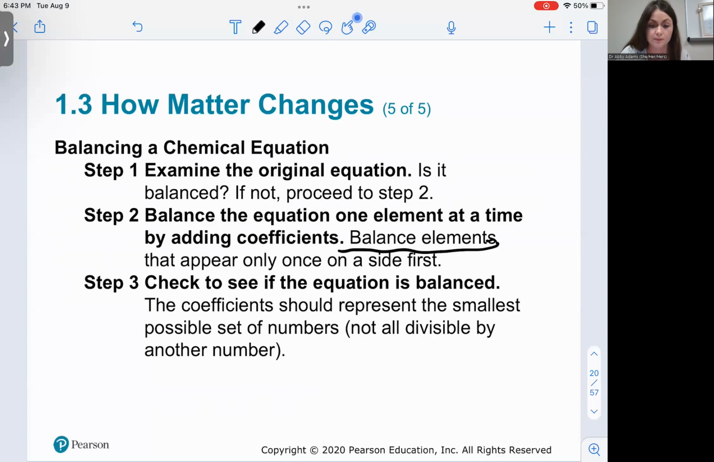And step 3, check to see if it's balanced. So is it balanced in the first place? Most of the time with these problems, it's not going to be balanced. Then balance the equation, okay? So balance it, and that's like a terrible little illustration of a balance. And then, once again, ask yourself, is it balanced? Right?